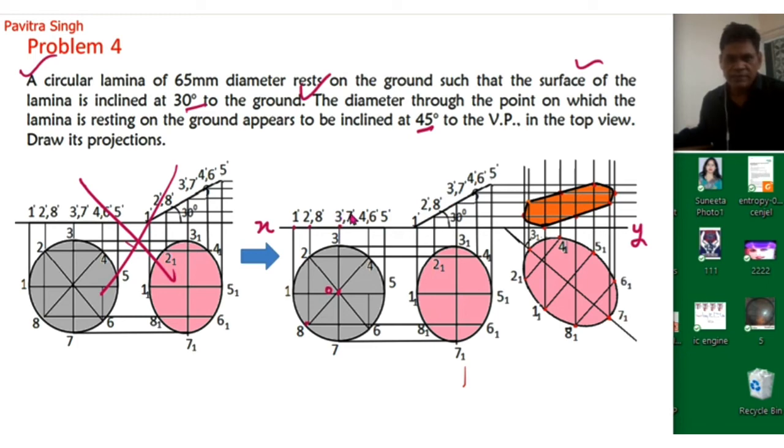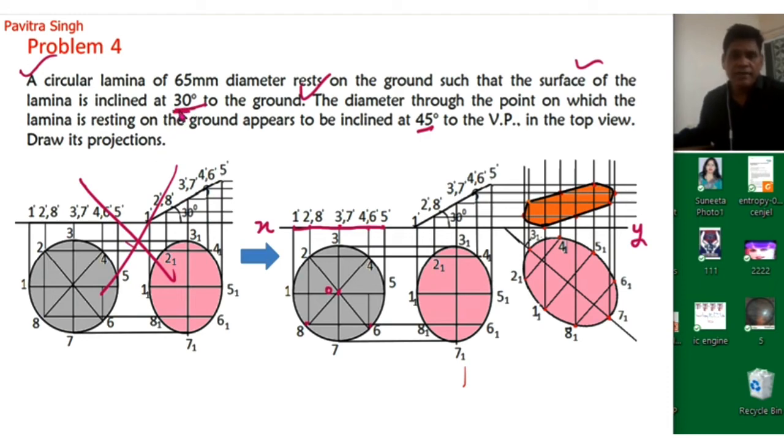So this will be point 3 dash and 7 dash. Point 4 and 6 will be on this location, 6 and 4, and 5 will be projected on this point. So this will be our front view 1 dash to 5 dash. Okay, now we will follow the given condition.